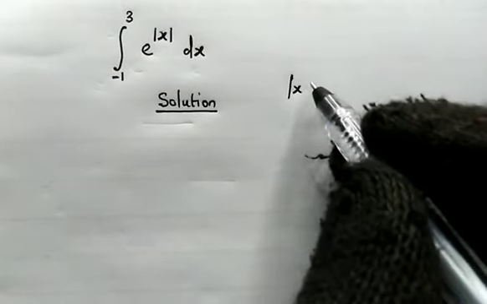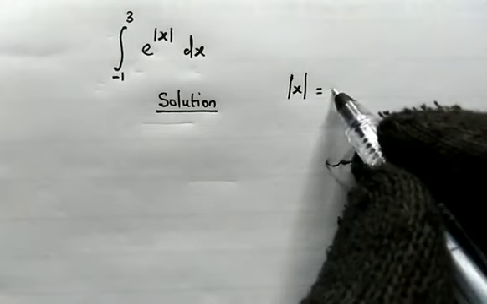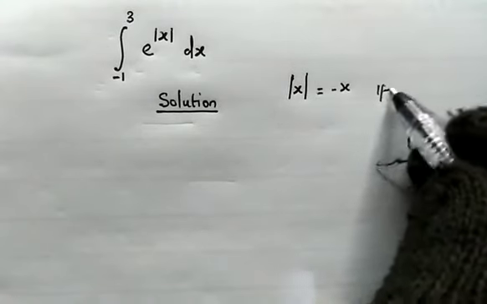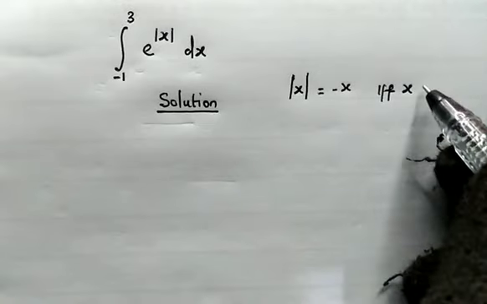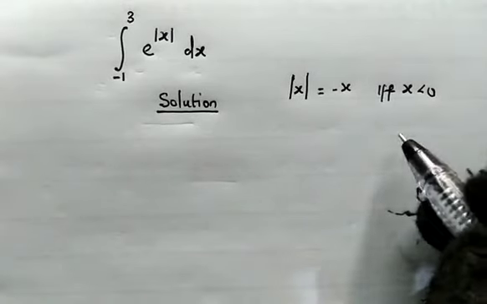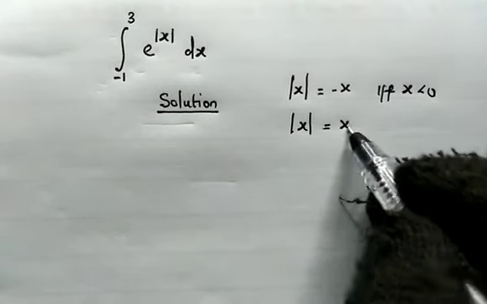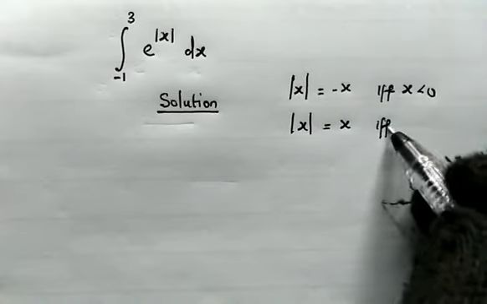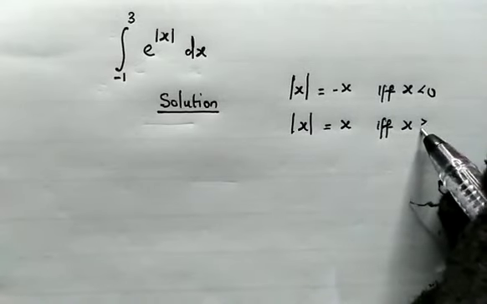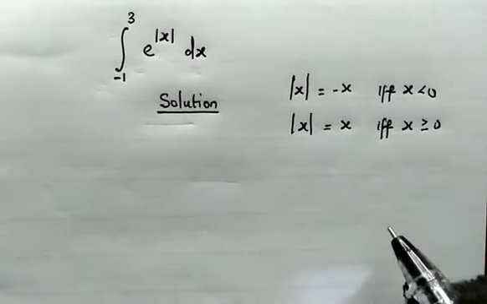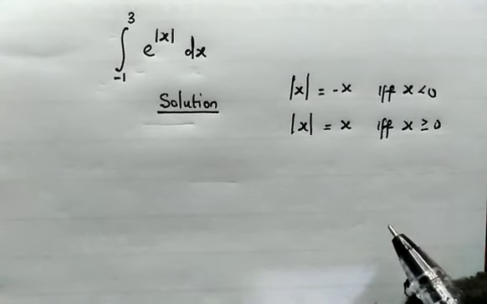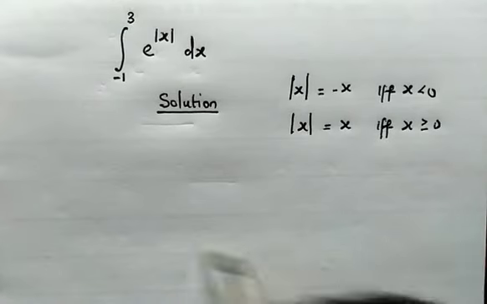The absolute value function of x is equal to negative x. This holds if and only if x is less than 0. And again, the absolute value of x is equal to positive x. This holds if and only if x is greater than or equal to 0. Right? And again, there is a property of definite integrals we need to observe here.